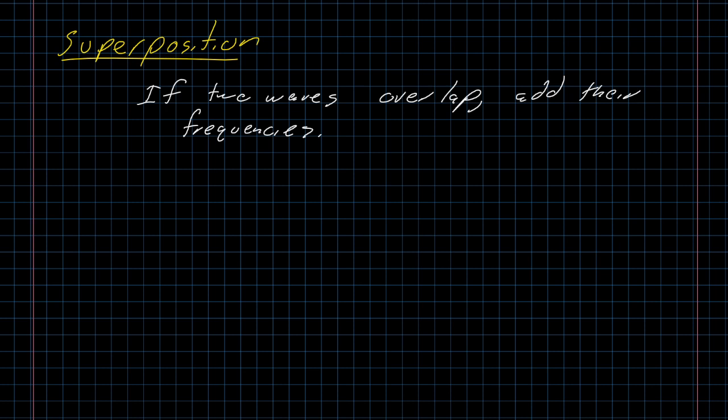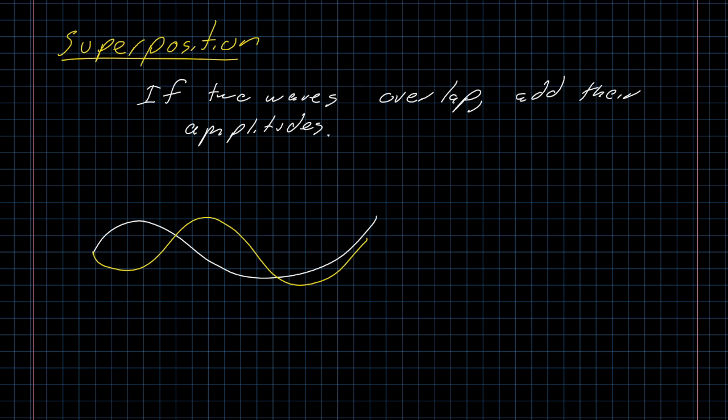Superposition says if two waves overlap, add their amplitudes. So if you have a wave and you have another wave that's doing a slightly different thing, and let's emphasize the center line here so we can see a little bit more clearly what's going to happen.